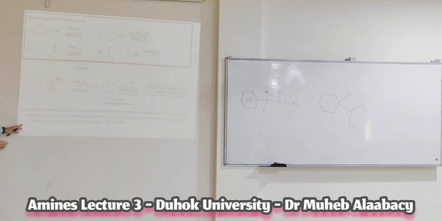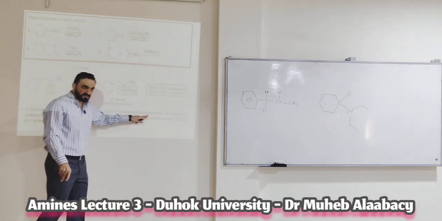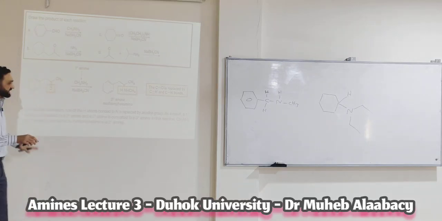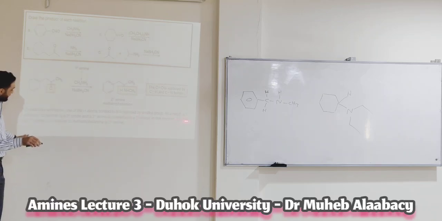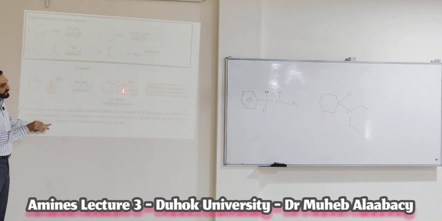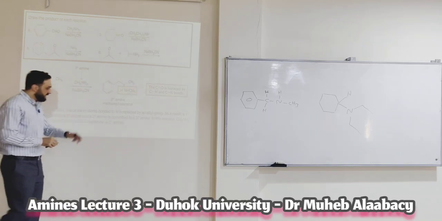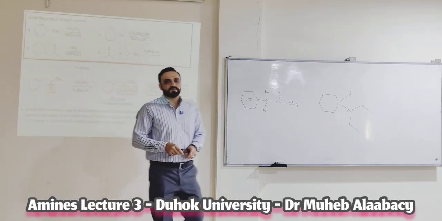Okay, now he said in reductive amination, one of the hydrogen atoms bonded to the nitrogen is replaced by an alkyl group. For this reason, I say to you it is alkylation. As a result, primary amine is converted to secondary amine, and secondary amine is converted to tertiary amine. In this reaction, this CH3NH2 is the primary amine, converted to the secondary amine. Is it clear for you?